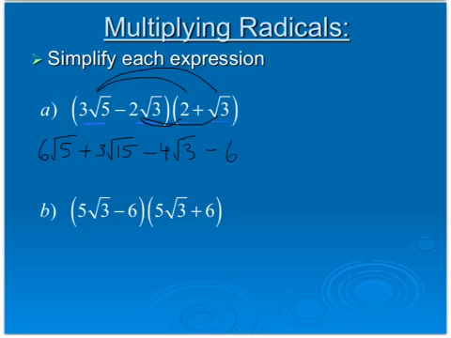I check for like radicals. 5, 15, and 3 are all different. So this is actually my final answer, this long expression with 4 terms here. So that's all we can do.